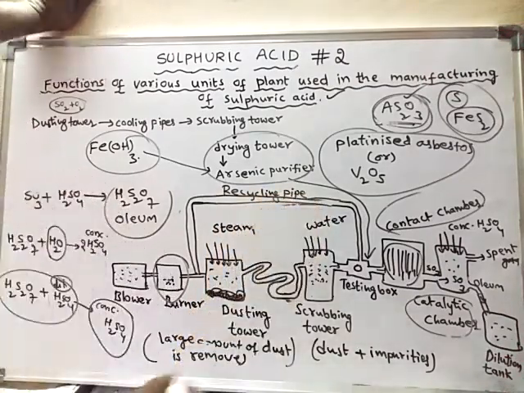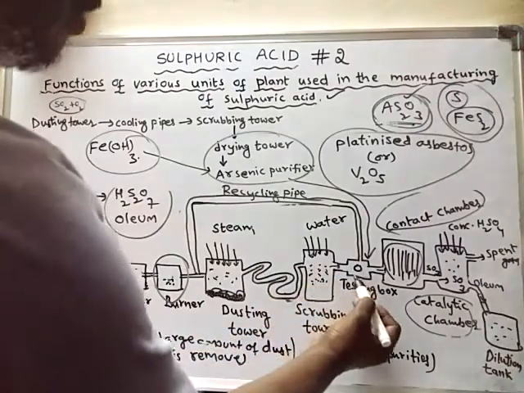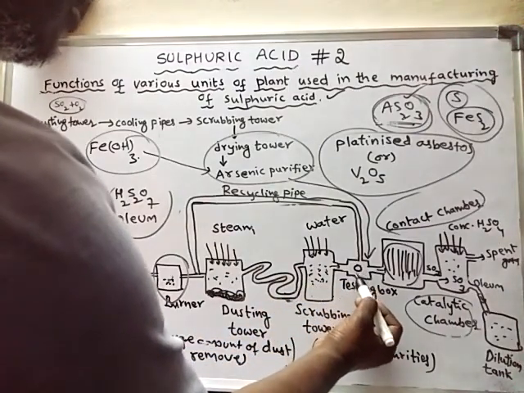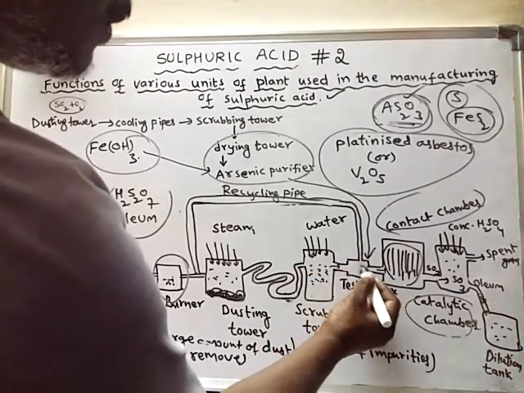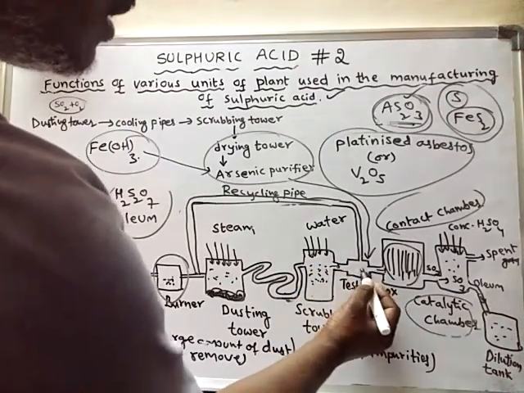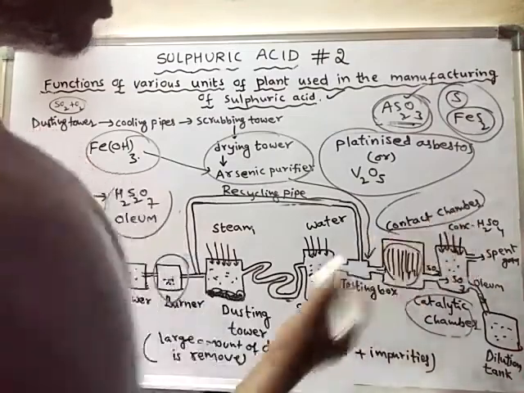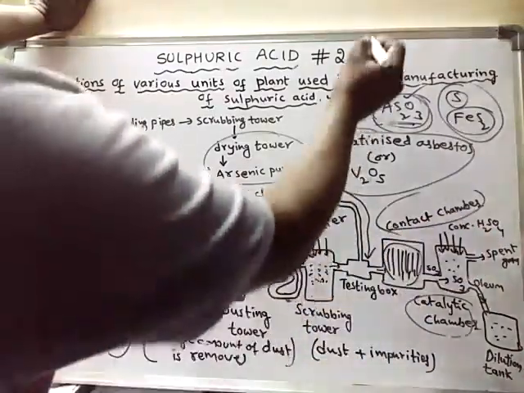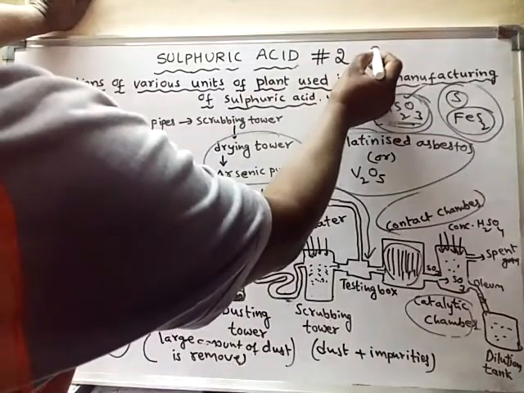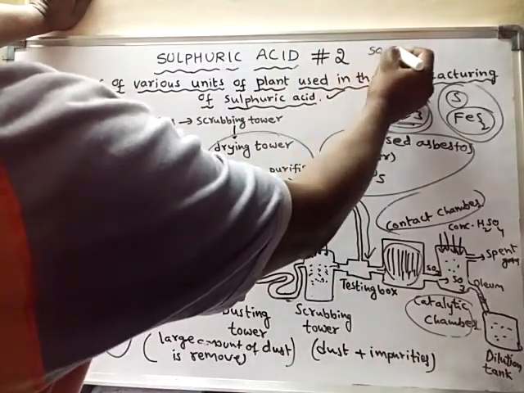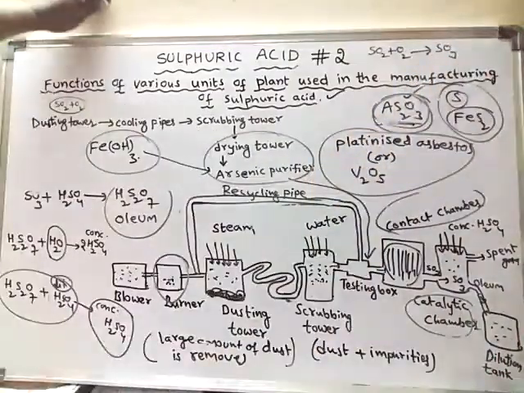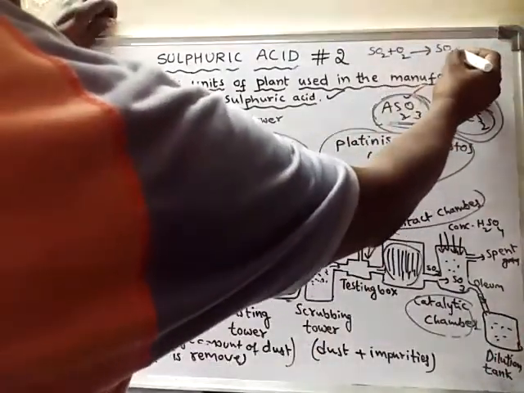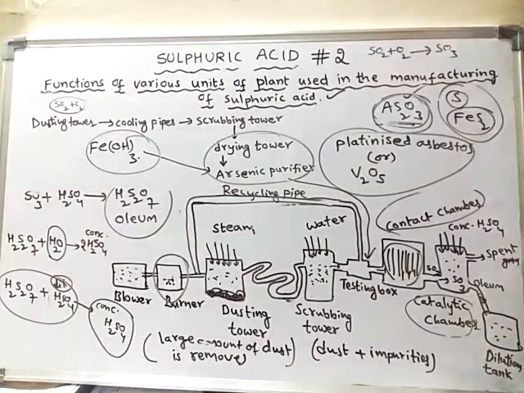Okay. So finally, after confirmation that the impurities are not present, only then is that gaseous mixture of SO2 and O2 sent into this contact chamber, where the reaction takes place between SO2 and oxygen, and it is finally converted into SO3. Sulfur trioxide is finally formed in the catalytic chamber, or contact chamber.